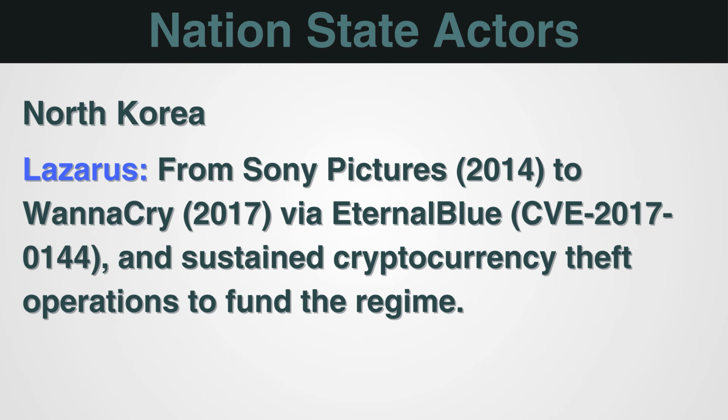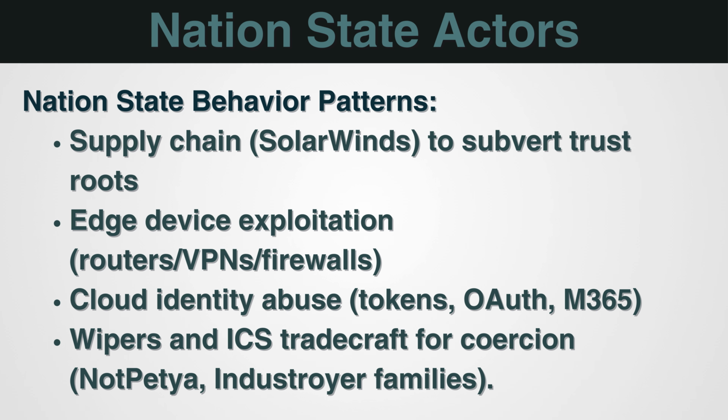Then we have North Korea: Lazarus, from Sony Pictures in 2014 to WannaCry in 2017 via EternalBlue, which you can find more details on in CVE 2017-0144, and sustained cryptocurrency theft operations to fund the regime. So we look at patterns here: supply chain, SolarWinds, to subvert trust routes; edge device exploitation like routers, VPNs, and firewalls; cloud identity abuse like tokens, OAuth, and M365; and wipers and ICS tradecraft for coercion, like NotPetya and the Industroyer families.